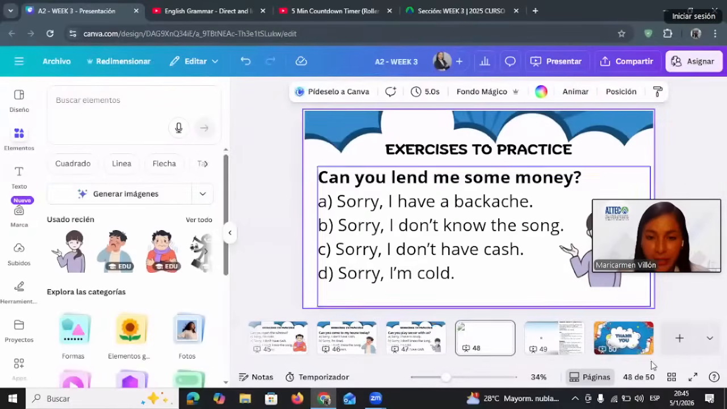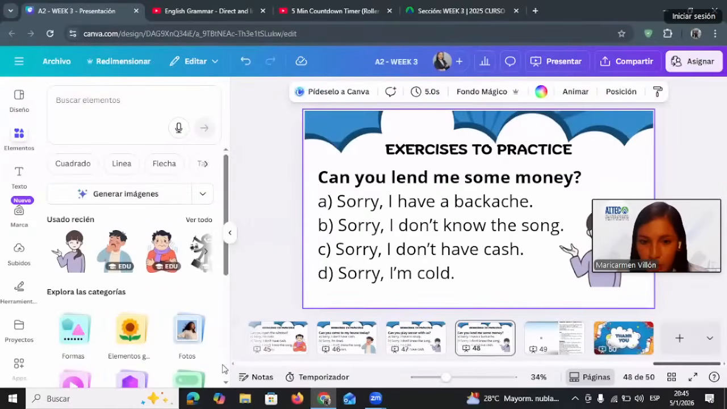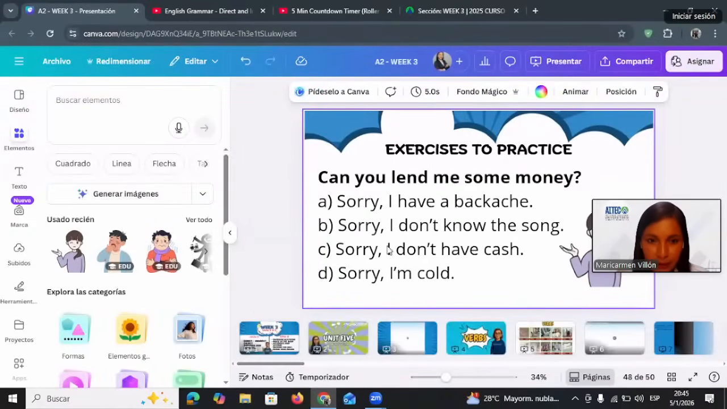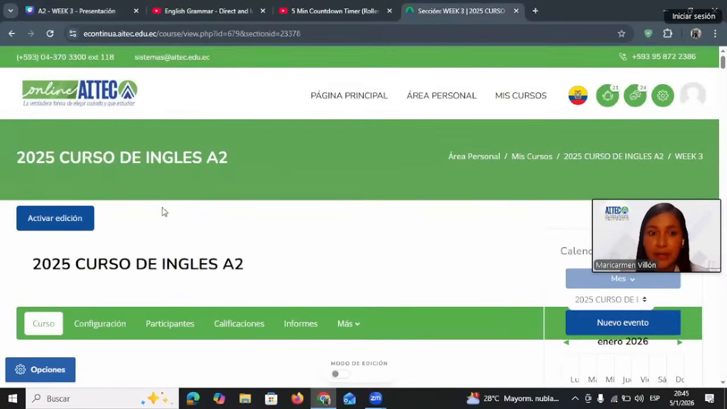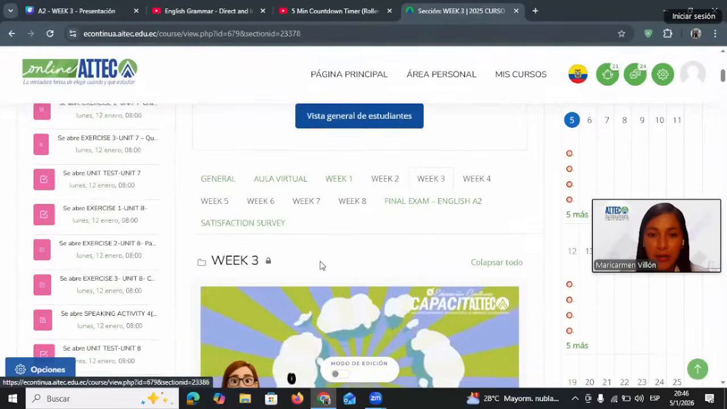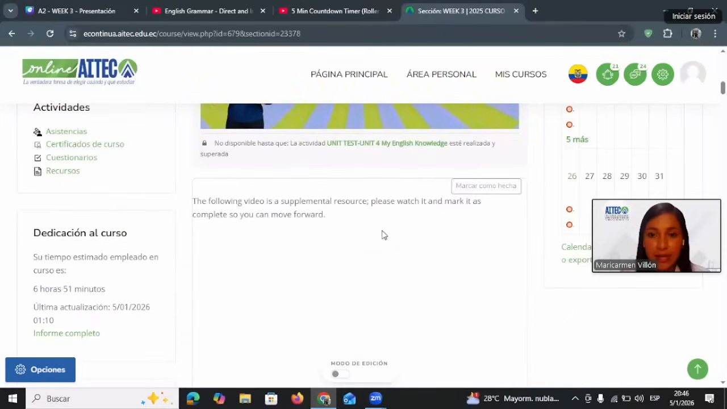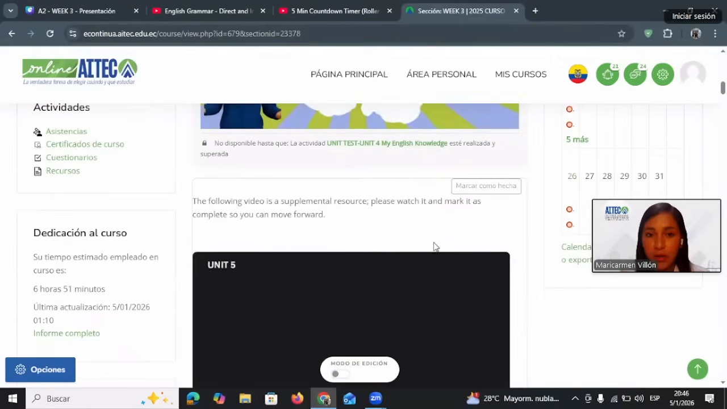So very good. We have finished with our class. So pay attention. We have worked today with direct and indirect objects with gerunds and infinitives. We have checked vocabulary about outdoor activities, parts of the body, accidents and injuries, and reasons for not doing some favors. Now, these are your activities that you have to work with.